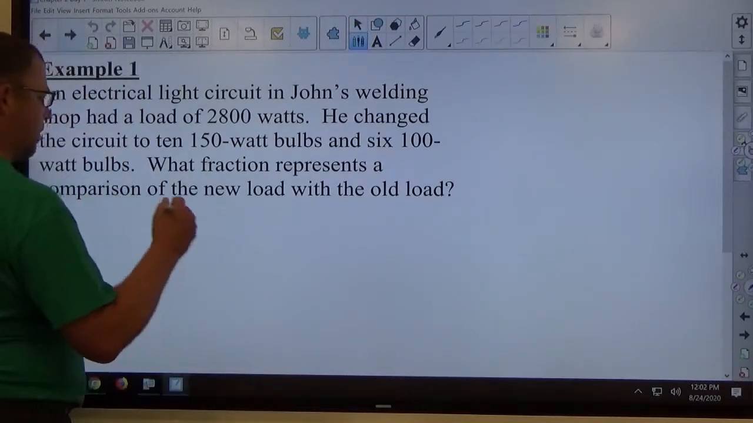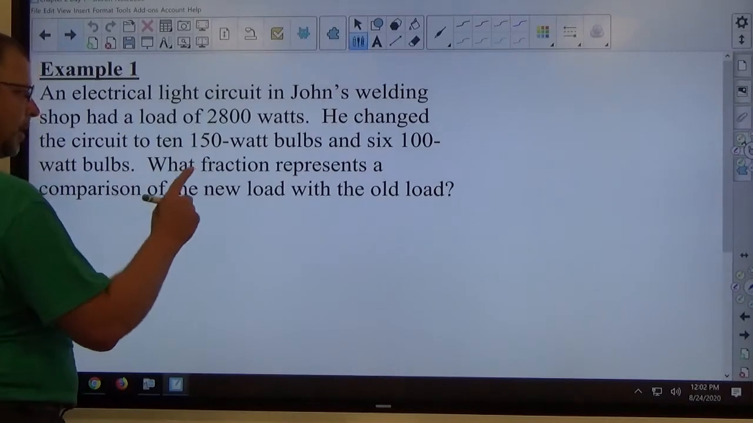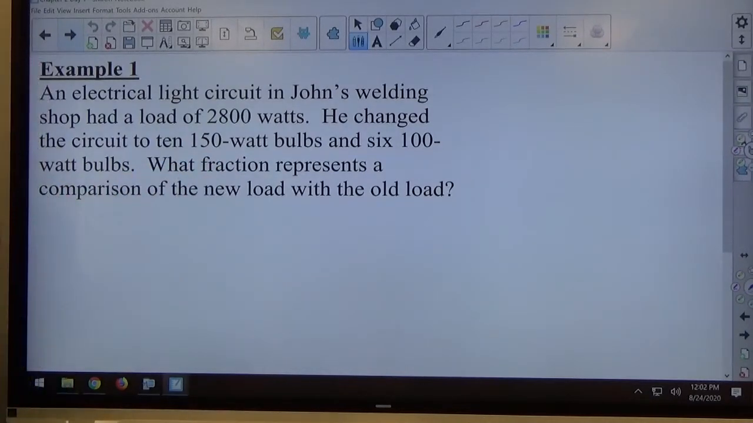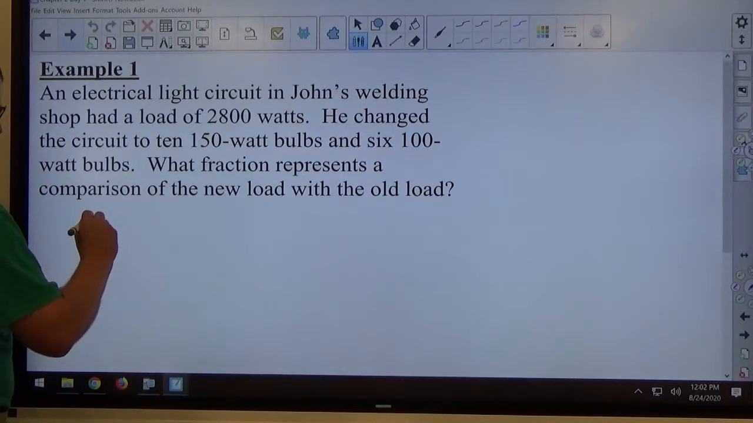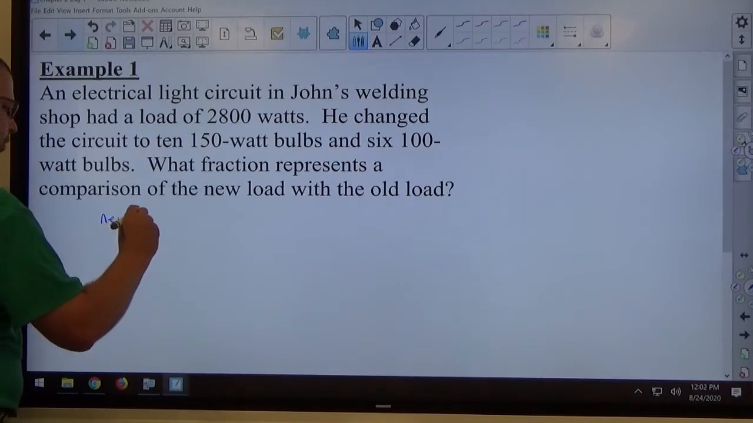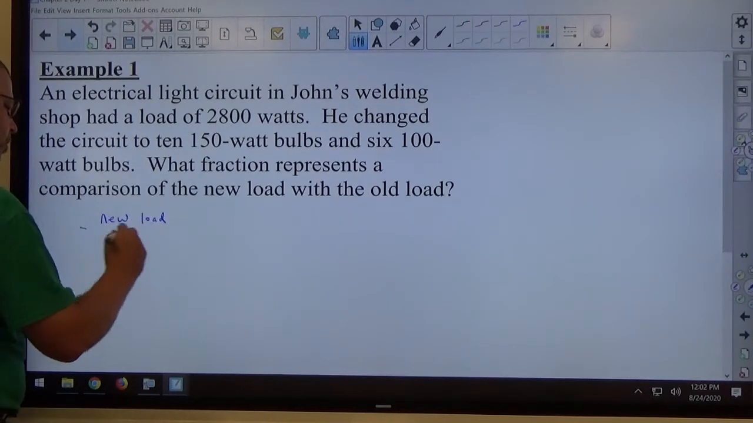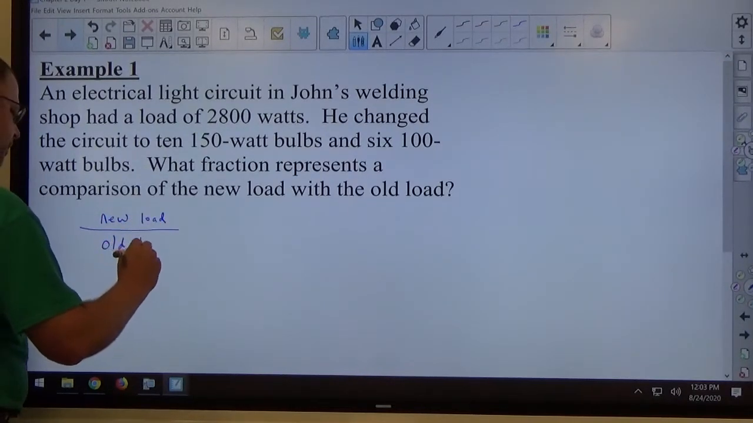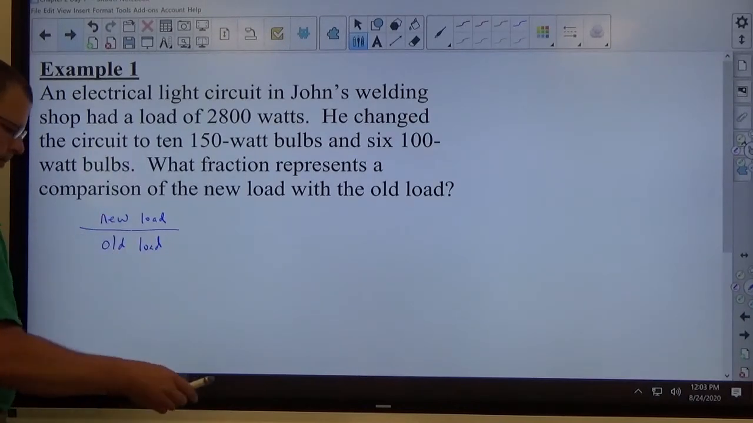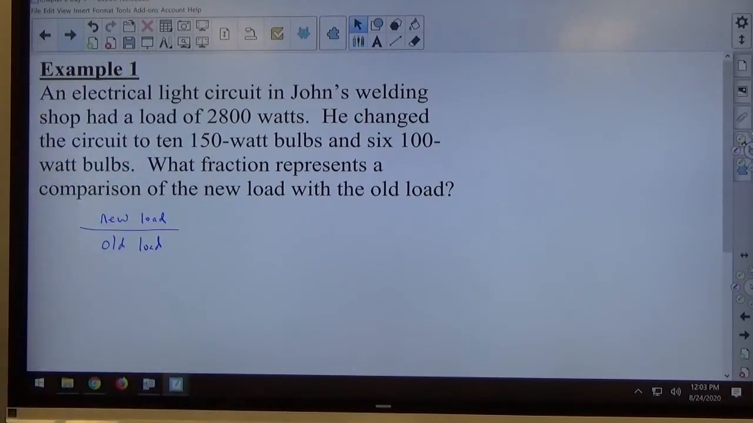So, we want a comparison of fraction representation of new load to old load. So, that means new load goes on top over old load on bottom. When you're doing a fractional comparison, the first thing goes on top, second thing goes on the bottom.